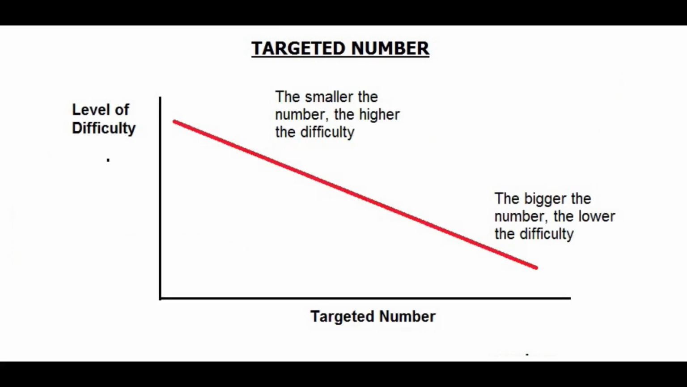The bigger the targeted number, the lower the level of difficulty. And the reverse holds true, the smaller the targeted number, the higher the level of difficulty. This logic is easily explained using the roll of a dice. Each number on a dice has the same probability of turning up, which is 1/6.